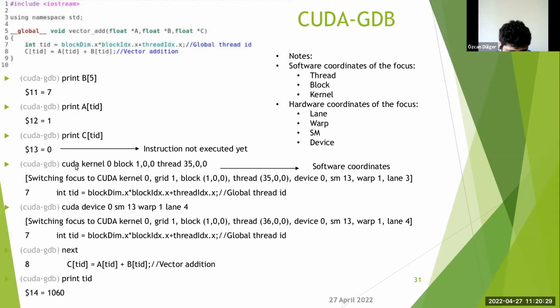Again, by entering CUDA and the information of here, we use software coordinates. We must set the information of the software coordinates: set the kernel to 0, set the first block here, and thread 35 of the first block. So the local thread ID is 35 here. So we switch the focus to this one.